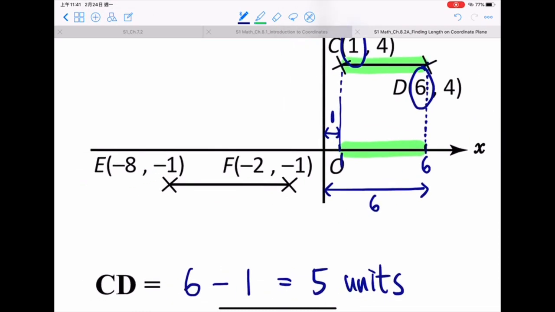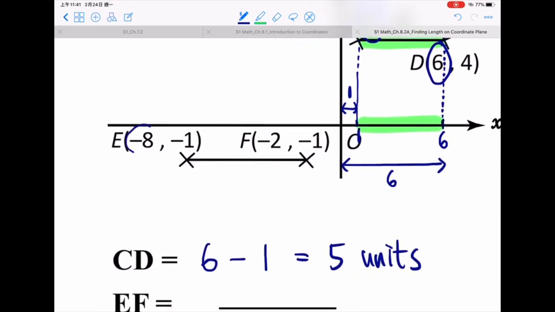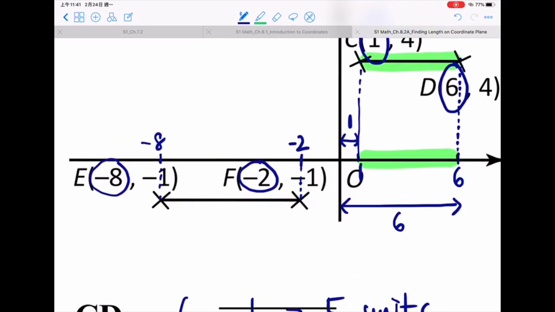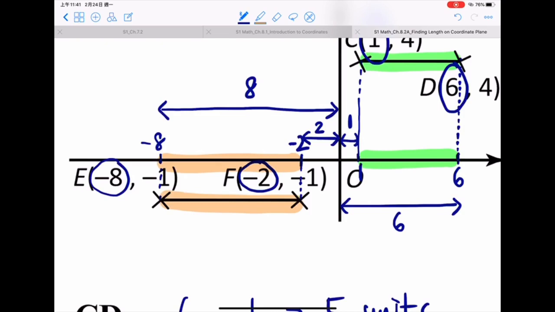So this one, the two y coordinates are negatives. This is -8. This is -2. So that means if I give you two distances, you're able to tell me this is 8 and the shorter one is 2. So if we do subtraction, that means 8 minus 2, the longer one minus the shorter one. So the answer will become 6 units.